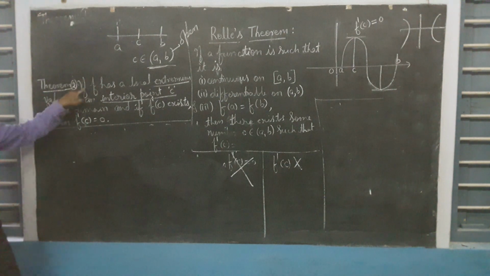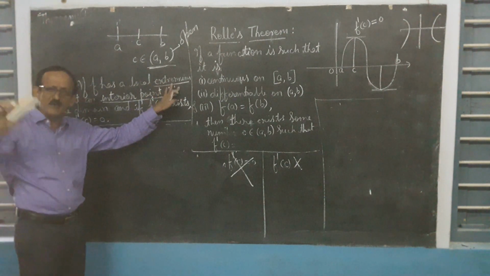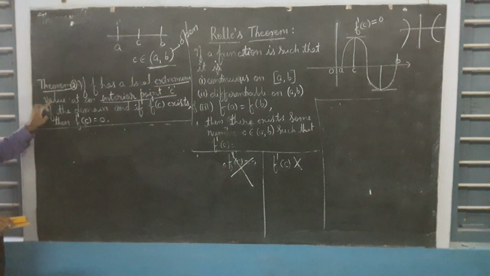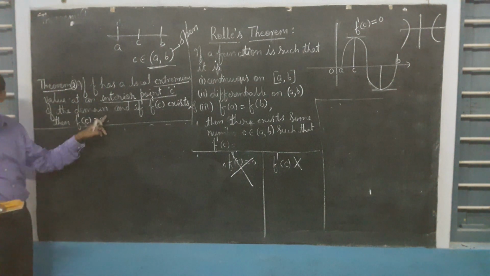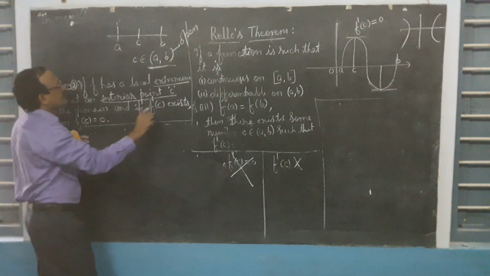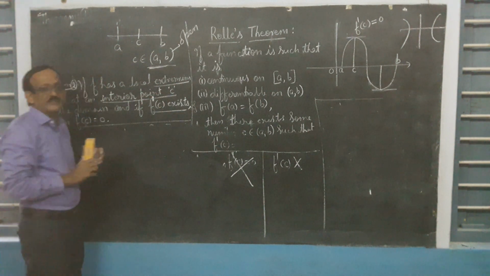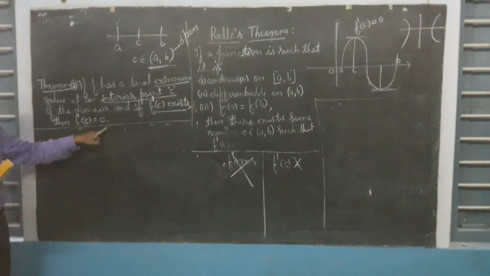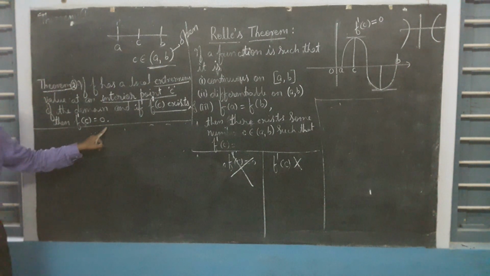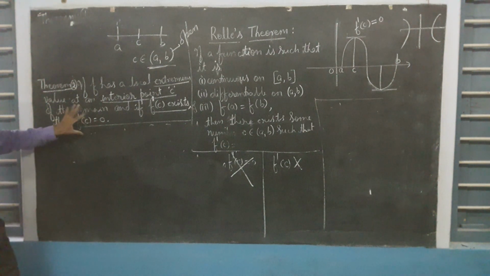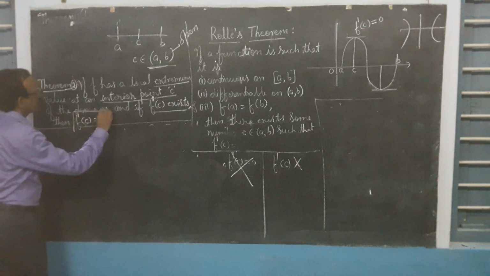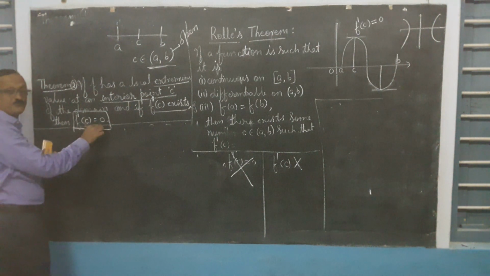If f has a local extremum, a local maximum or local minimum, at an interior point C of the domain, and if f dash C exists, if the derivative exists, then the derivative value should be 0. The conclusion is this: the derivative value is 0. This is theorem number 2.